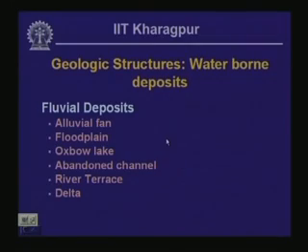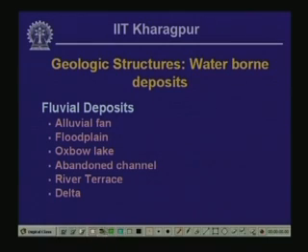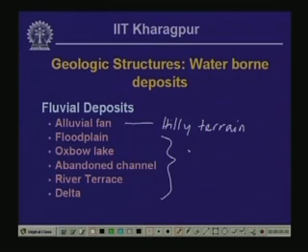It also includes floodplain, oxbow lake, abandoned channel, river terrace and delta. We will explain each of these individual terms in the next little bit. Now, this one here occurs in a hilly terrain, while all the other ones are typical of flat terrains. Mind you, all these different types of landforms are because of flowing water.